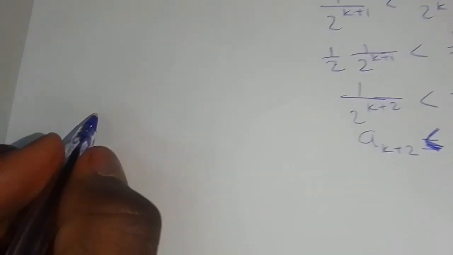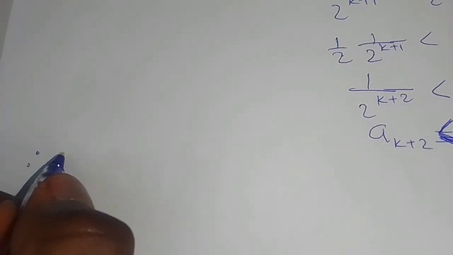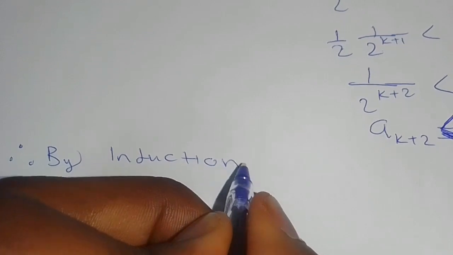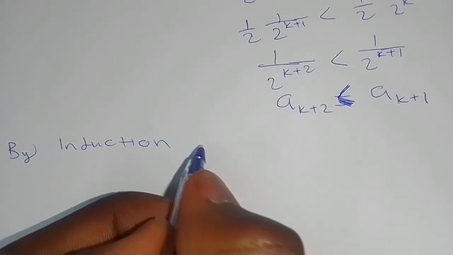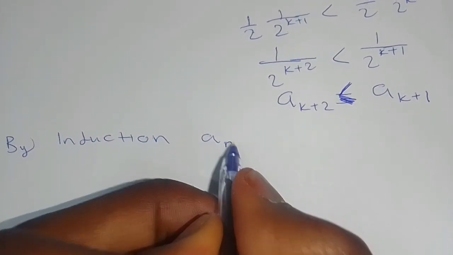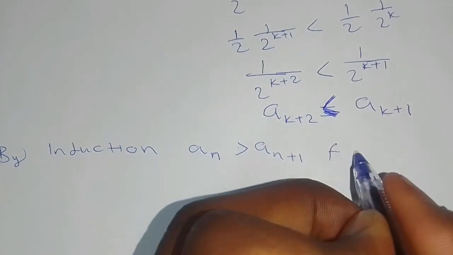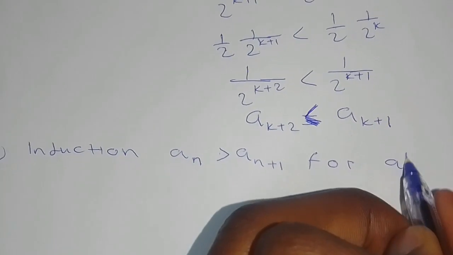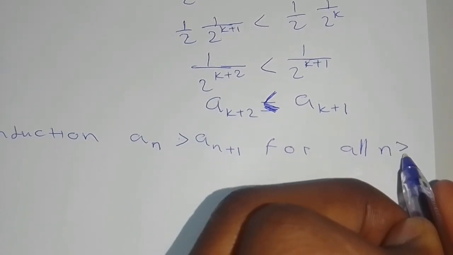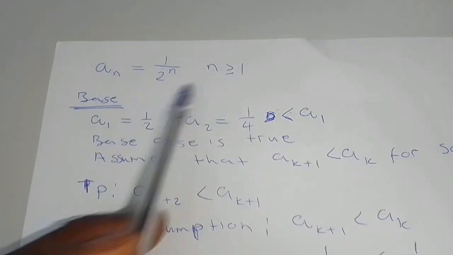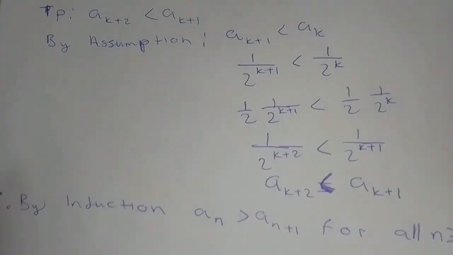Therefore, we can conclude by induction that a_n is greater than a_{n+1} for all n greater than or equal to 1. That is how we prove that this sequence is decreasing using induction.